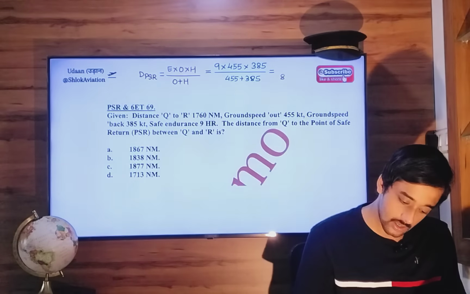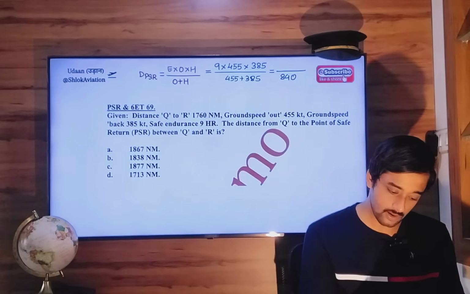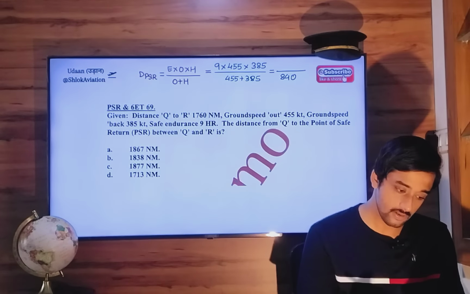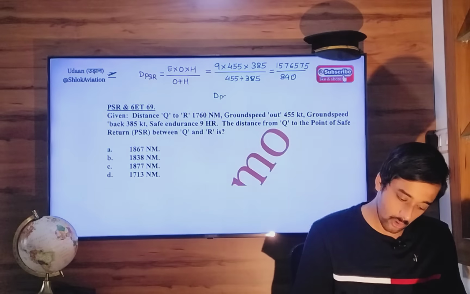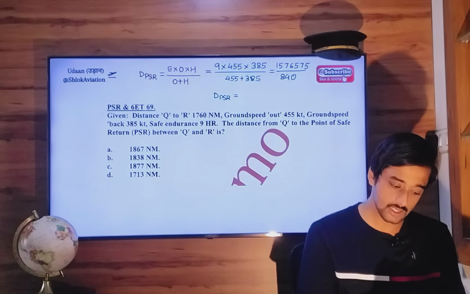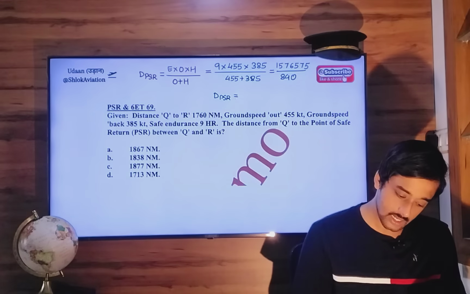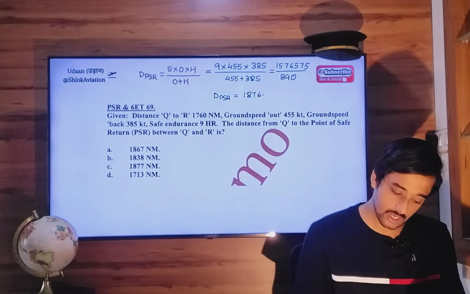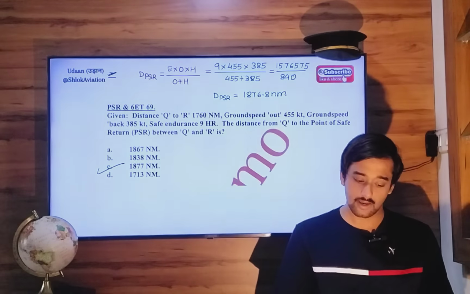385 is 840. 9 into 455 into 385 is 1576575. So distance to point of safe return is this numerator divided by denominator, 1876.8 nautical miles. The closest is Charlie 1877.